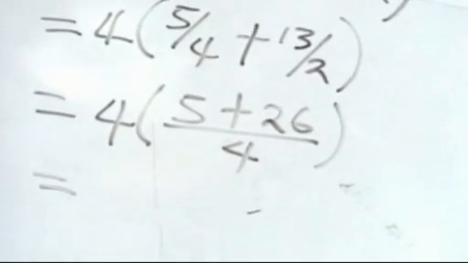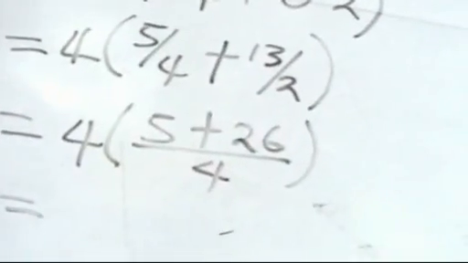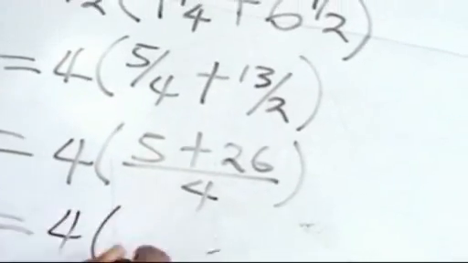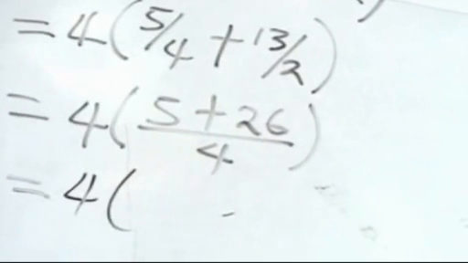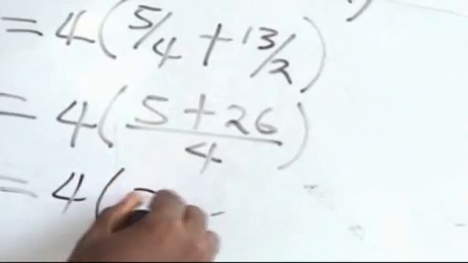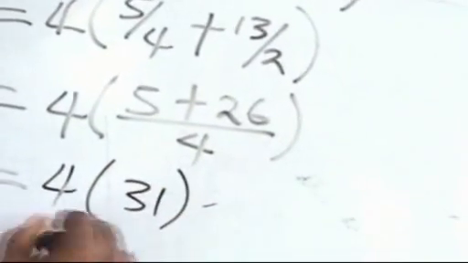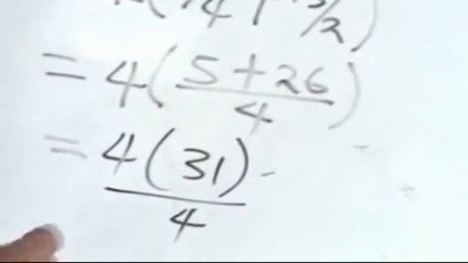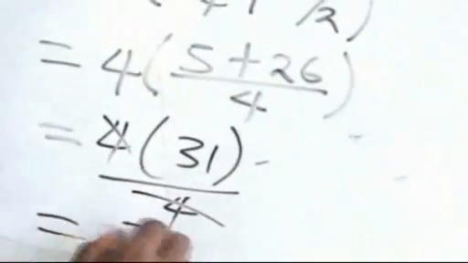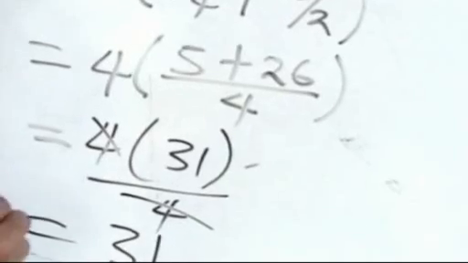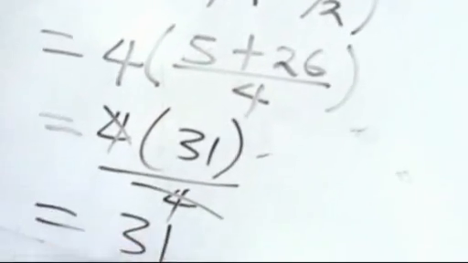This is equal to 4 into (5 plus 26, which is 31) over 4. 4 will cancel 4 and we'll have our answer: the sum of the 8 terms in the sequence is equal to 31. That is the sum of the lengths of the 8 poles, 31 meters.